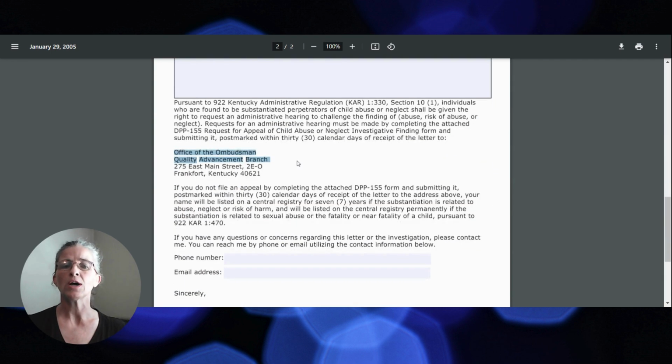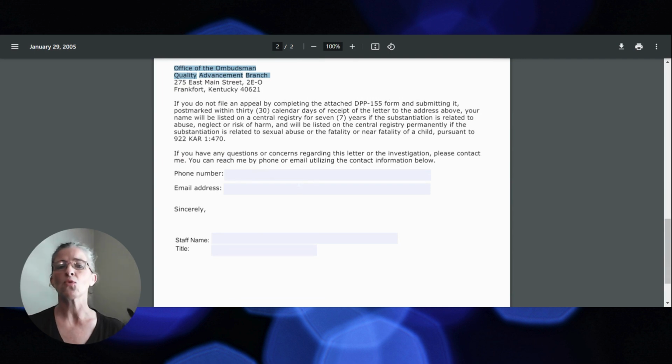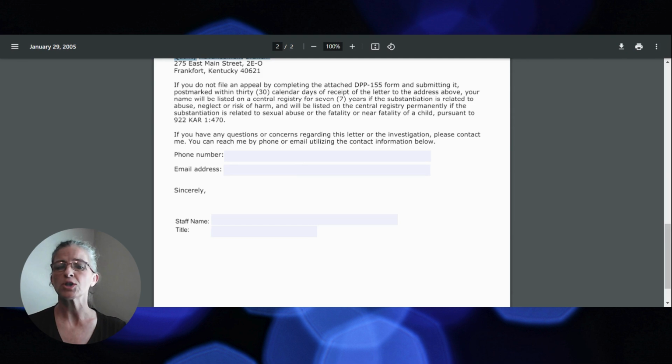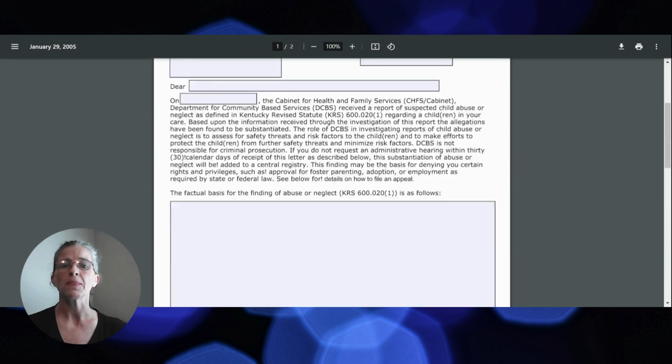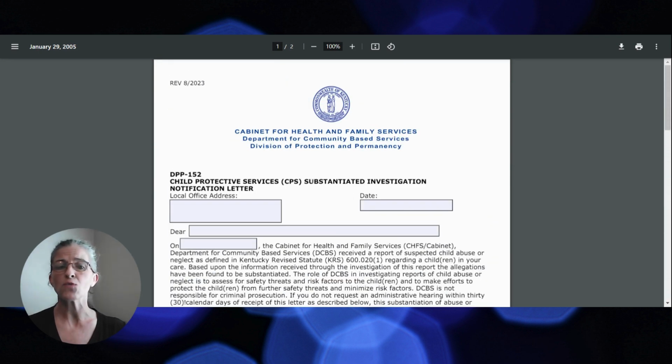And also, when you get a copy of your investigative report and you go through it and you challenge line by line what they reported in that investigative report, this is where you'll supply this information. They should give you contact information, the phone number, email address, name, staff name, and their title of whoever filled out this form. So if you don't have this form and you're within your 30 days of a substantiation, immediately request it. Do it today.